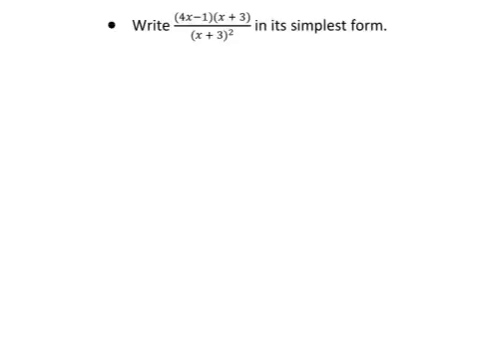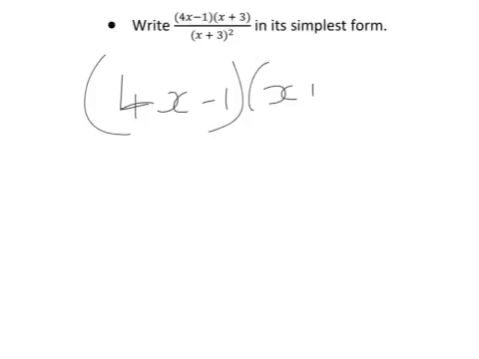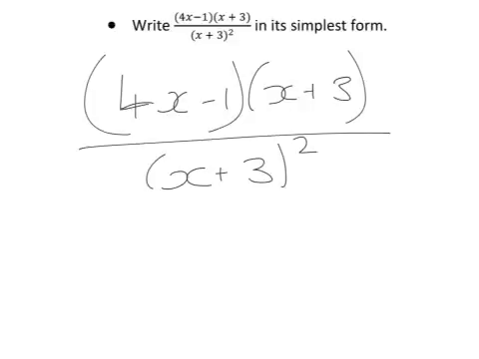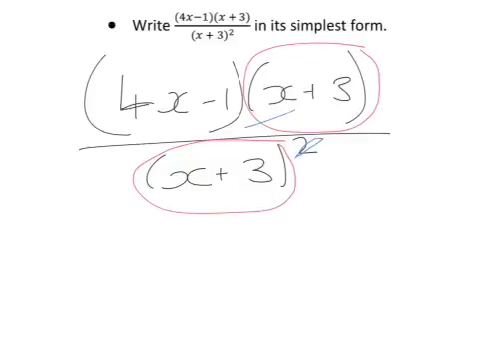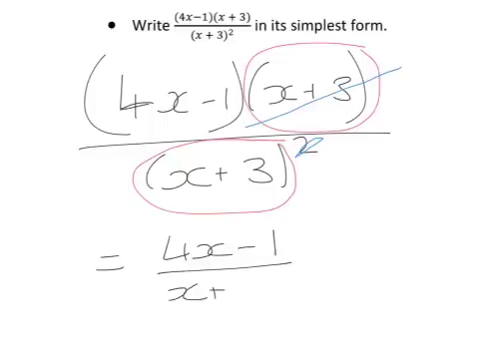So 4x minus 1, x plus 3, all over x plus 3 squared. Okay, you can quite clearly see you have x plus 3 here and x plus 3 here. Now on the bottom line of our fraction, in the denominator, x plus 3 is squared. So, using the fact that both of these factors appear, I can cancel out the squared term, I can cancel out the x plus 3 term, and then my answer is 4x minus 1 all over x plus 3.